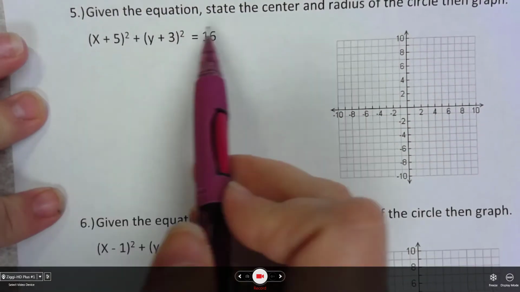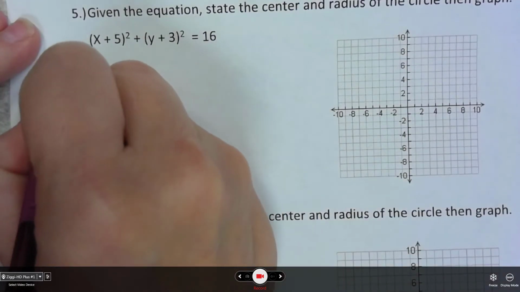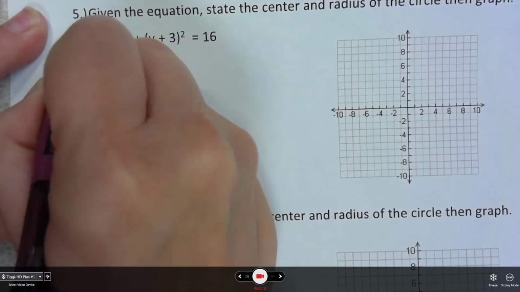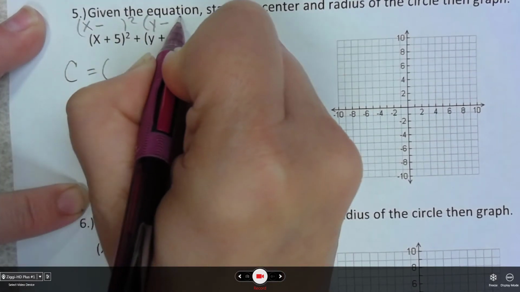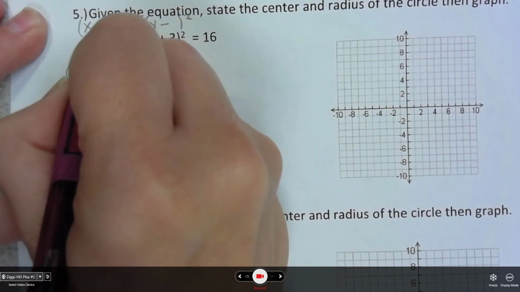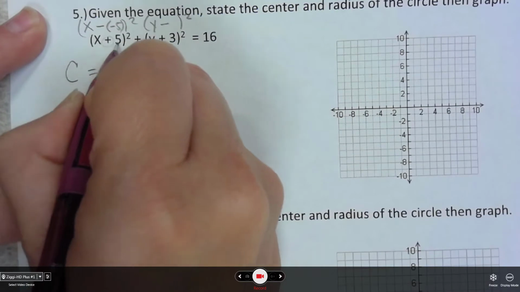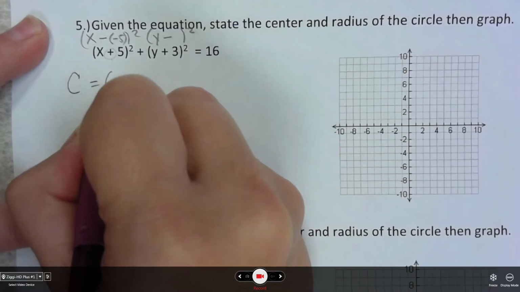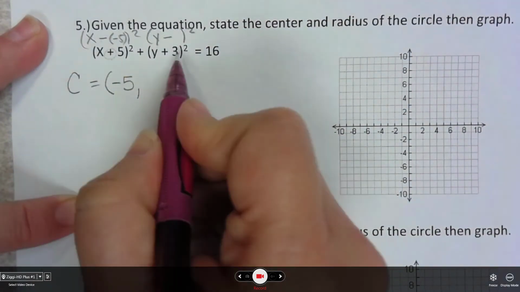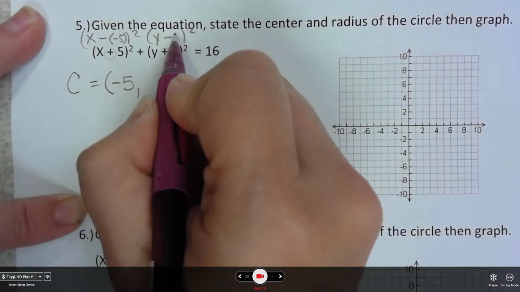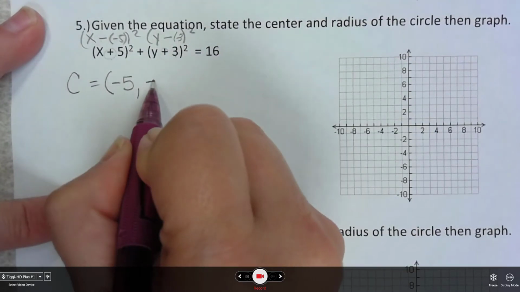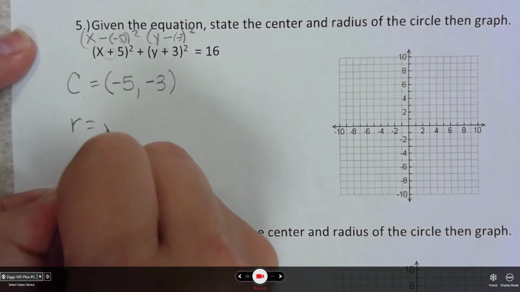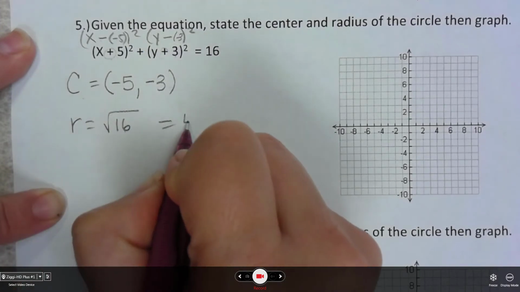So given the equation, we want to state the center and the radius. The center of this circle, all right, remember the form says x minus h and y minus k. So if there is a plus sign here, that meant that my h had to have been a negative number. So minus and negative becomes plus. All right, that means my center is going to be located at -5. And the same thing for k. The only way I can get a plus sign here is if that were a -3. So my center is going to be located at (-5, -3). The radius would be the square root of 16, which is 4.